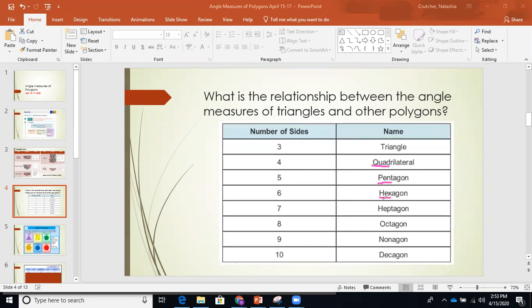Hexagon, hex, means 6. A heptagon, hept, means 7. Octagon, oct, means 8, kind of like an octopus has 8 legs, okay? A nonagon, that's 9, so non means 9. And then decagon, so dec or deca means 10. Okay, all right, moving on.